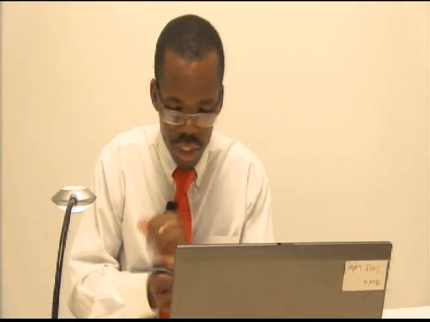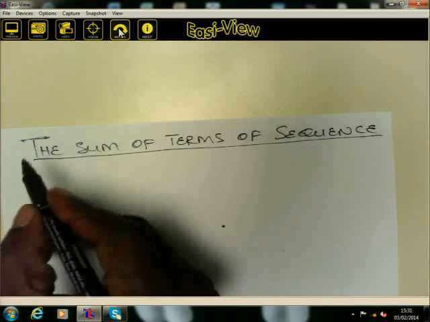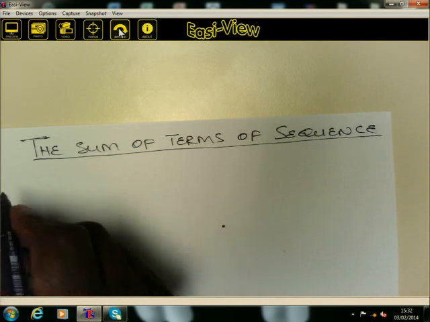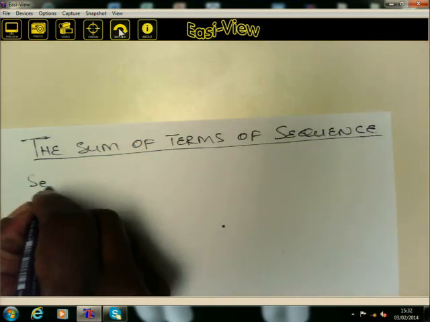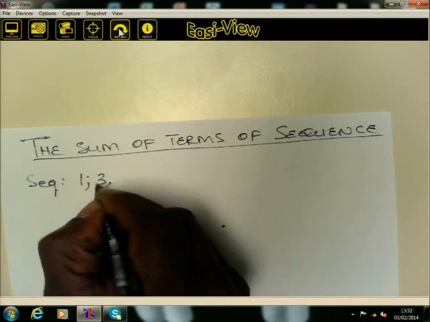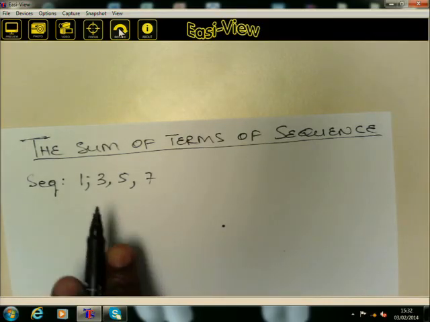The next thing that we are going to do now, we are going to look at the sum of terms of a sequence. And then the sum of terms of a sequence is also something that is going to appear on the exam, so that we understand what a sigma is. For example, we have just made a sequence there. If a sequence, for example, is like 1, 3, 5, 7, this one we call a sequence.